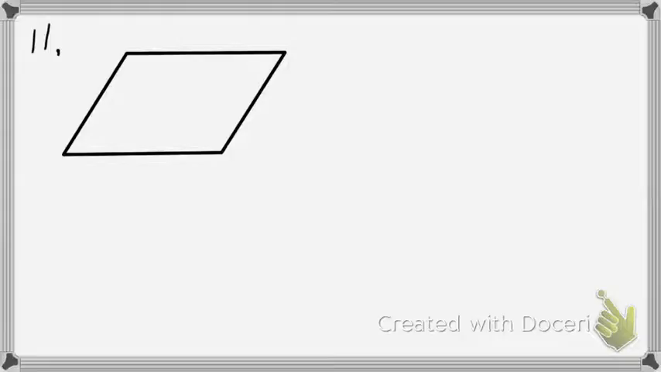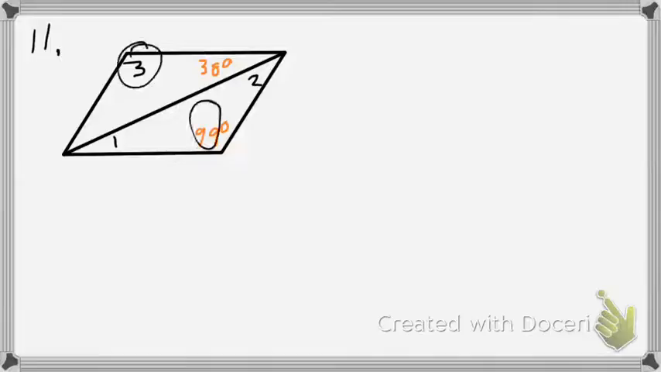Okay. So 11, we're trying to find the measure of the numbered angles. So I'm actually going to quick draw this here. So that is what we're given. And we need to figure out what the measure of 1, 2, or 3 is. Now, we're told this is a parallelogram. Parallelogram: opposite sides parallel and congruent, opposite angles congruent, consecutive angles supplementary.